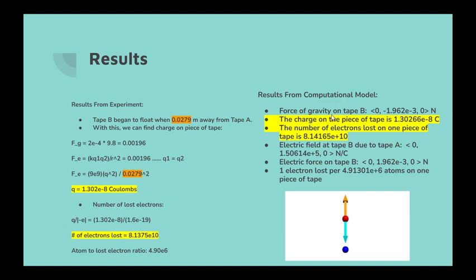And when we ran the computational model, we found that the charge on each piece of tape was the same as was determined experimentally, and the number of electrons lost was the same as was determined experimentally. Other things were also calculated, such as the force of gravity, the electric field, and the electric force. And as can be seen right here, the atom to electrons lost ratio was the same in the computational model and in the experiment.